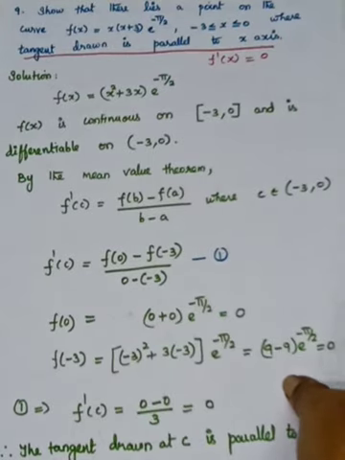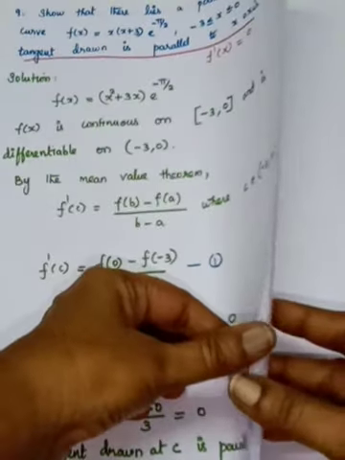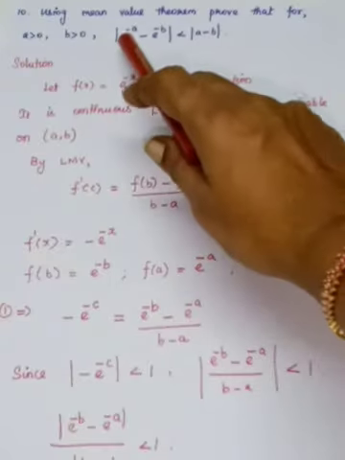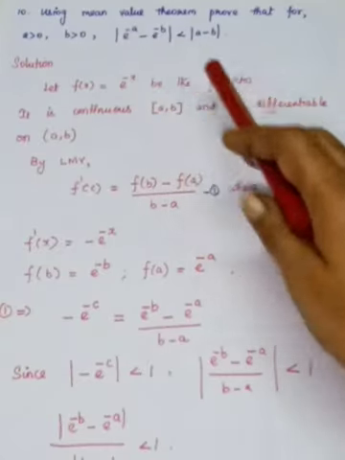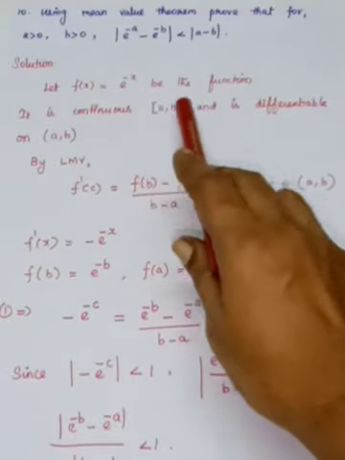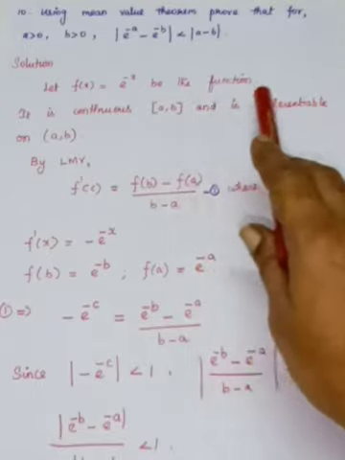Okay, so we'll come to problem number 10. That is, using the mean value theorem, prove that for a greater than 0 and b greater than 0, modulus of e power minus a minus e power minus b is less than modulus of a minus b. Okay, so first here no function is given, so we have to take our function. So here e power minus a, e power minus b is involved, so we have taken the function f of x as e power minus x.